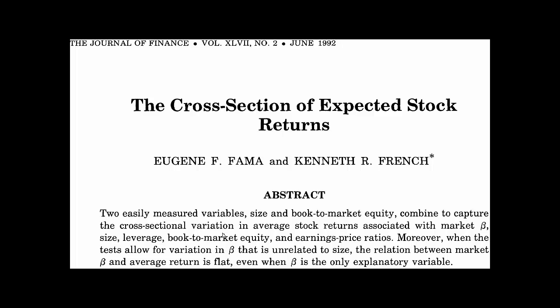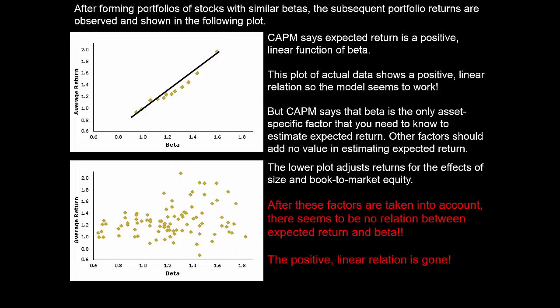They argue that two easily measured variables, size and book-to-market, combine to capture the cross-sectional variation in average stock returns associated with market beta, size, leverage, book-to-market ratio, as well as the PE ratio. In fact, they argue that when tests are allowed for variation in beta that is unrelated to size, this relationship between beta and average return is flat. That's what's shown by this lower plot right here, where you're not going to have a linear relationship anymore.